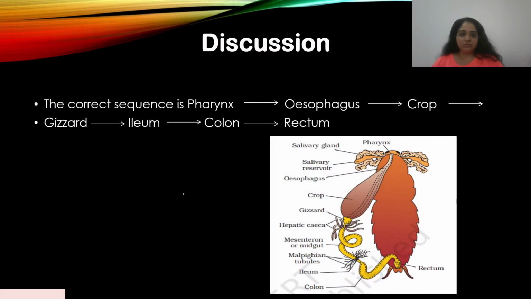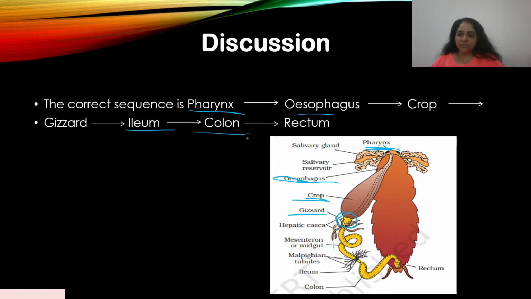Okay, so here you have the correct sequence. It's pharynx, esophagus. You have the pharynx here, you have the esophagus here, you have the crop here, then you have the gizzard over here, and then you have the midgut, hindgut, so on. Okay, ileum, colon, and rectum.